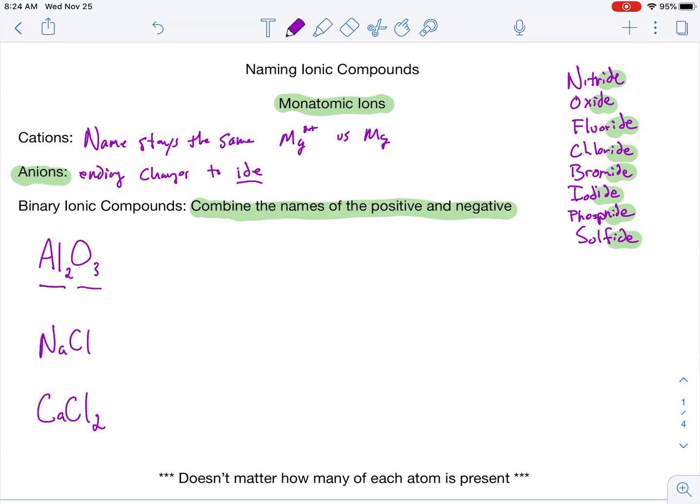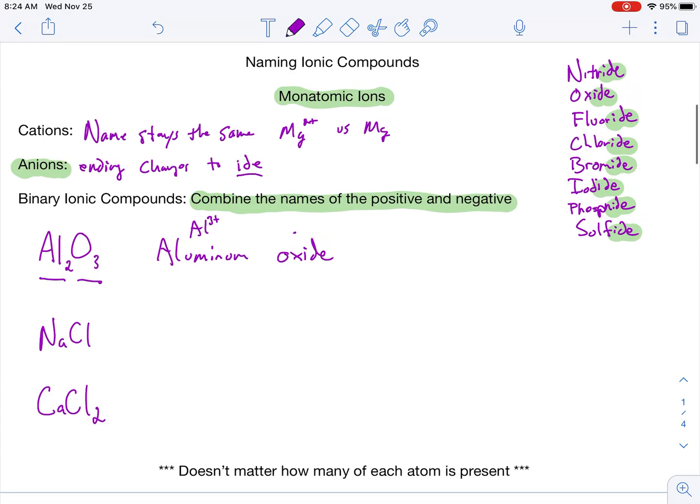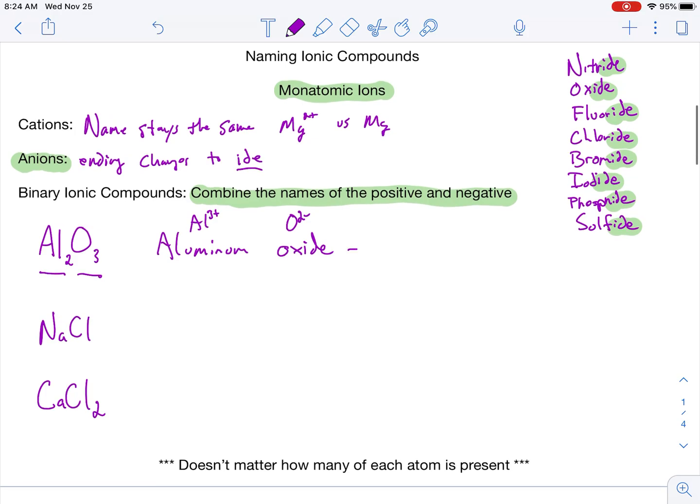For example, this is going to be aluminum oxide. Aluminum, Al3+, in this case, its name does not change. And oxygen, whoa, screen moved, O2-, its name changes to IDE. From aluminum oxide, you should also be able to form a formula unit. We've already done this before, but aluminum has a predicted charge. Oxygen has a predicted charge. Because of that, I can figure out it's going to be Al2O3.